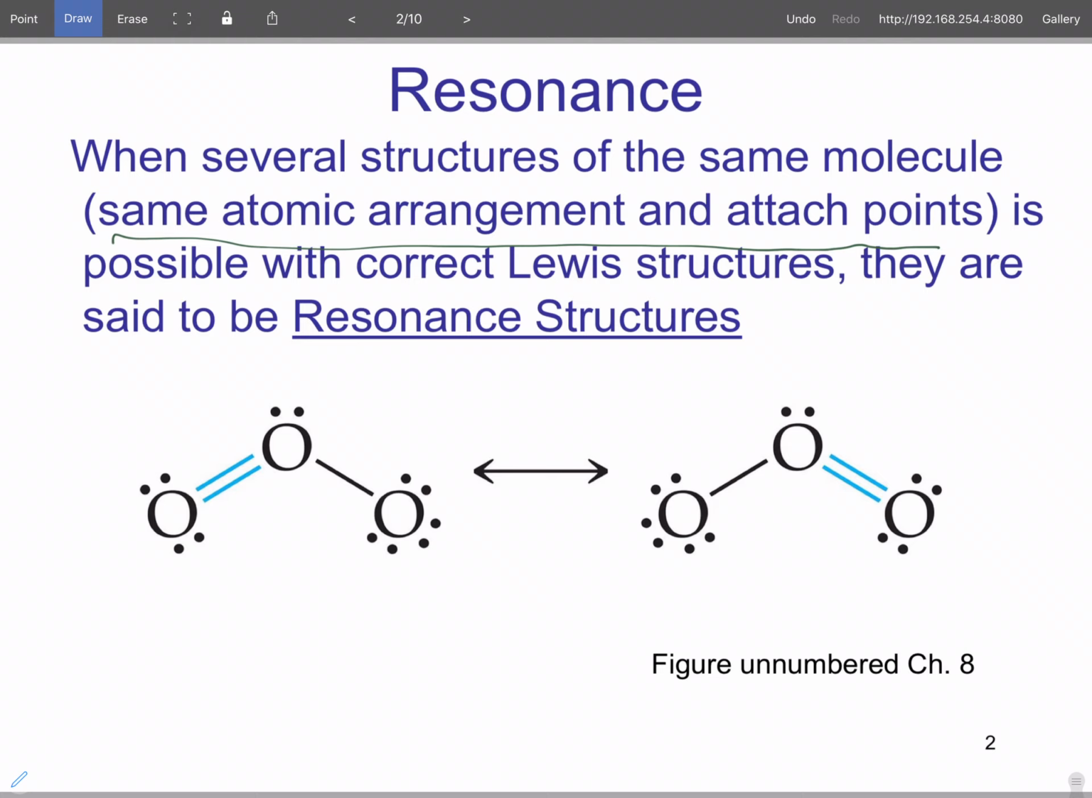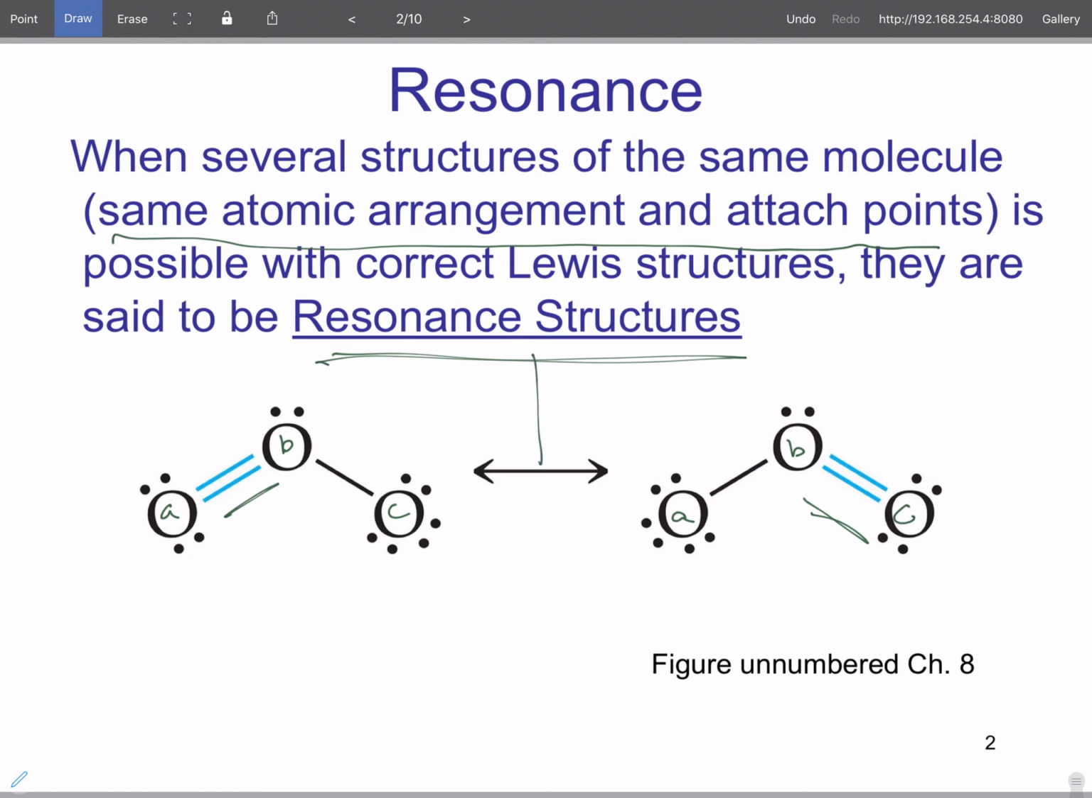So here we're going to call this oxygen A, B, and C. In this first structure, we have the double bond between A and B. In the second structure, we have it between B and C. So these structures are equal in terms of their Lewis structures, and we say that they are resonance structures.